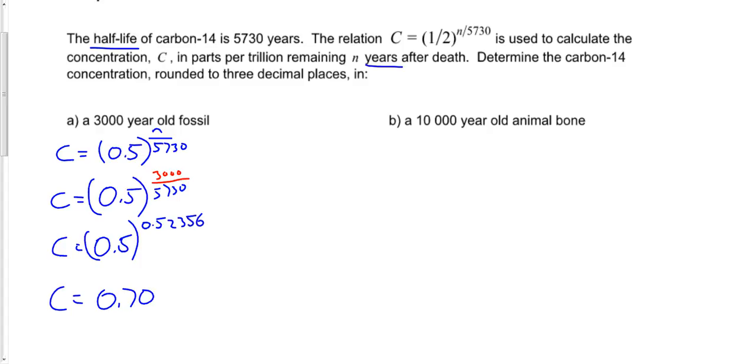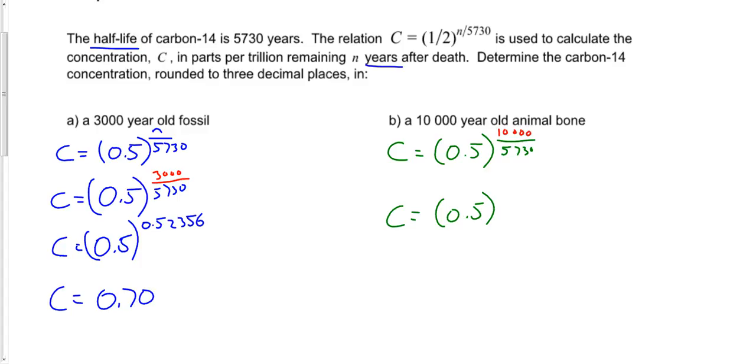Okay. What if it's a 10,000-year-old animal bone? So on the other side. This case is actually longer than the half-life. So my concentration is going to be probably even less. So I know that my concentration is going to be 0.5 raised to the exponent 10,000 over 5730. So I'm going to get 0.5, and then I'm going to quickly do 10,000 divided by 5730.